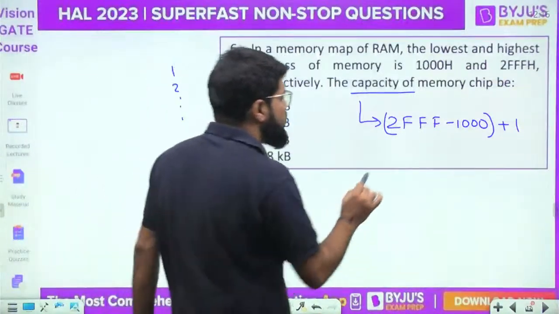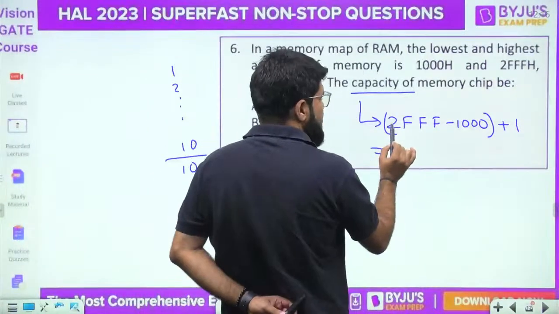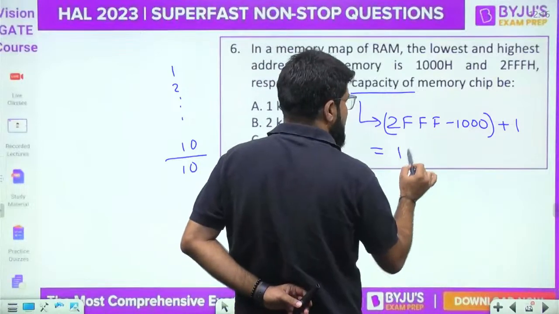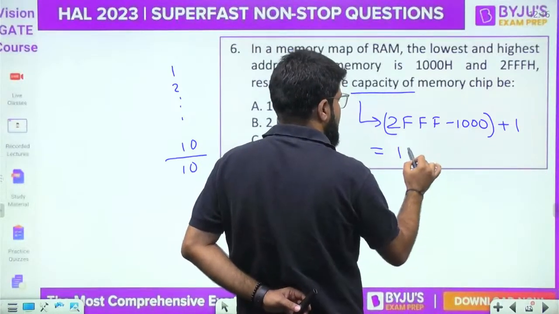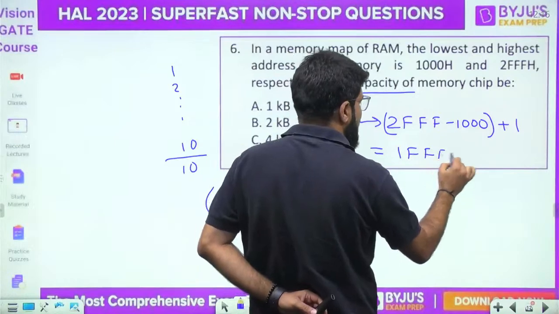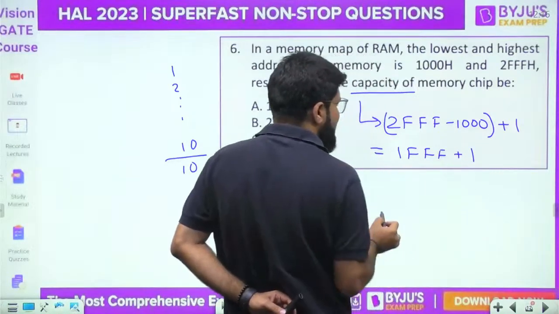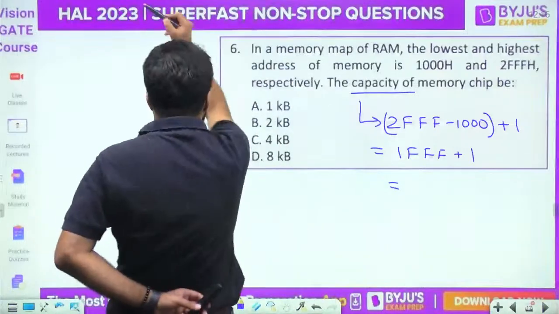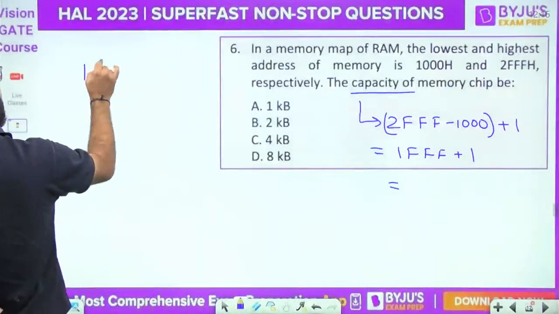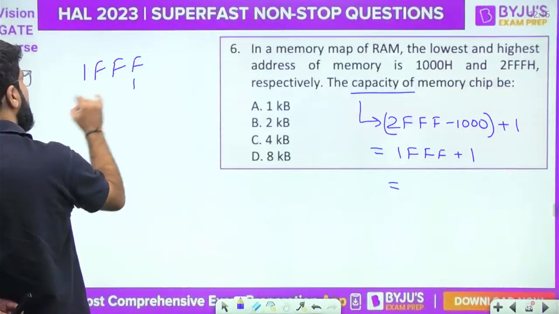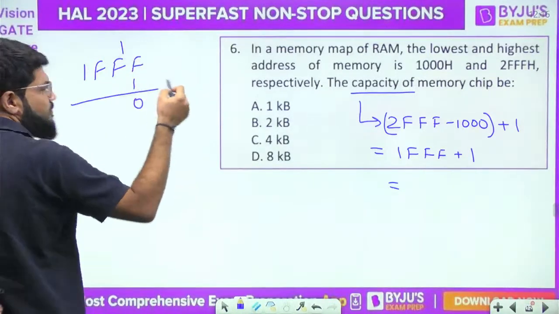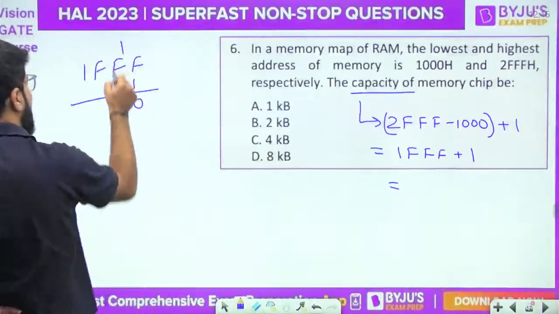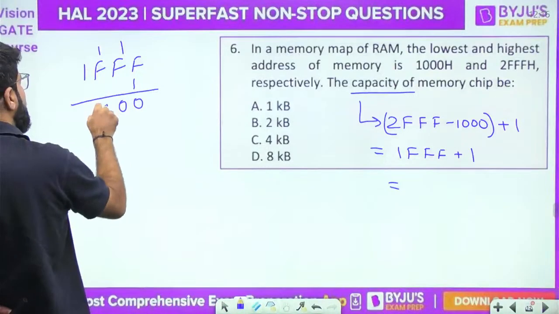So what is it going to be equal to now? First of all, 2FFF minus 1000. Subtract 1 here, 2 minus 1 is 1, and the rest is FFF. So 1FFF plus 1. What is 1FFF plus 1? Guys, hexadecimal. What is the next count after F? After F comes 1, 0. So 0 carry 1. Again F plus 1 is 0 carry 1. F plus 1, 0 carry 1.